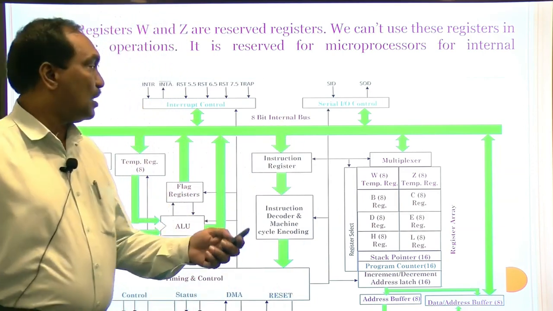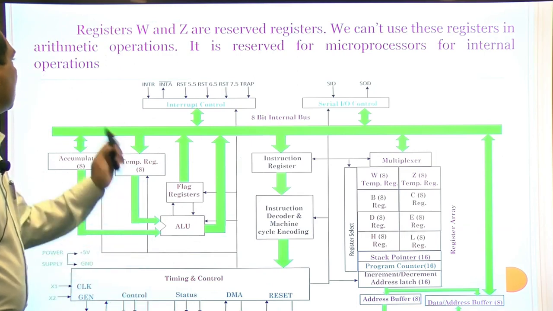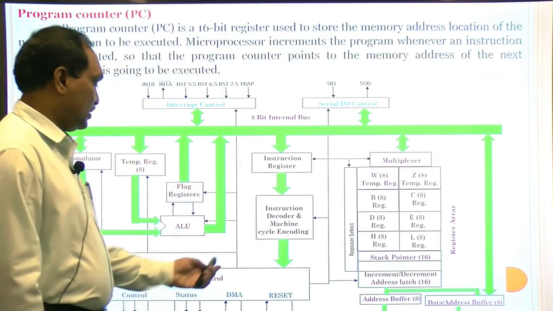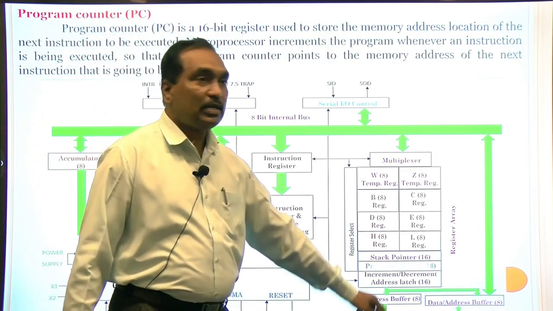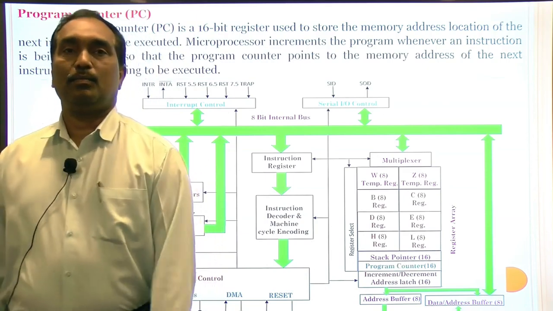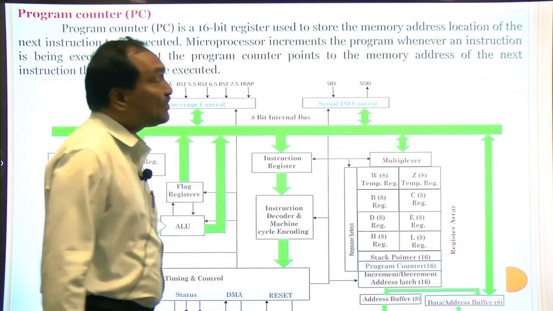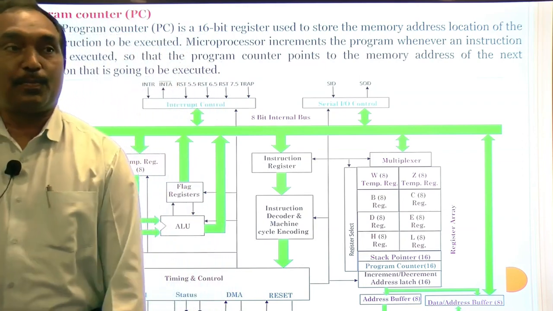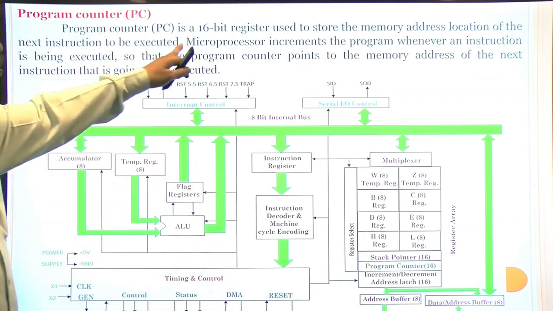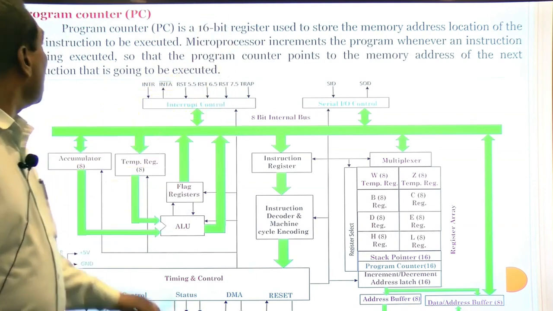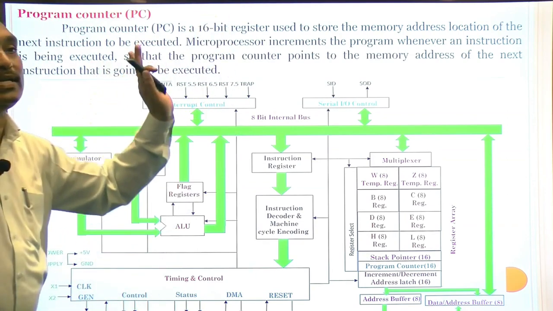So these are called temporary registers. And one more point is the program counter. It is a 16-bit register. You see here, this is the program counter. What is the importance of this program counter? The program counter is used to store the memory address location of the next instruction to be executed.